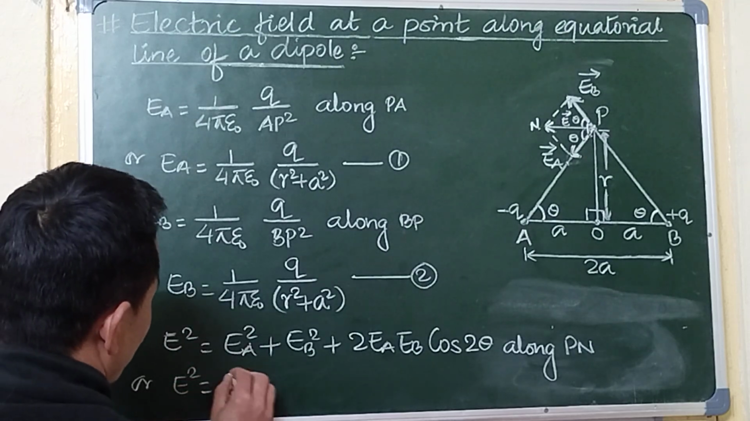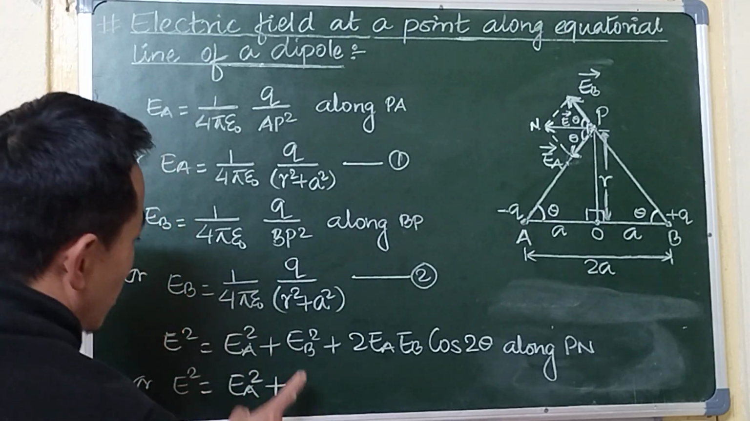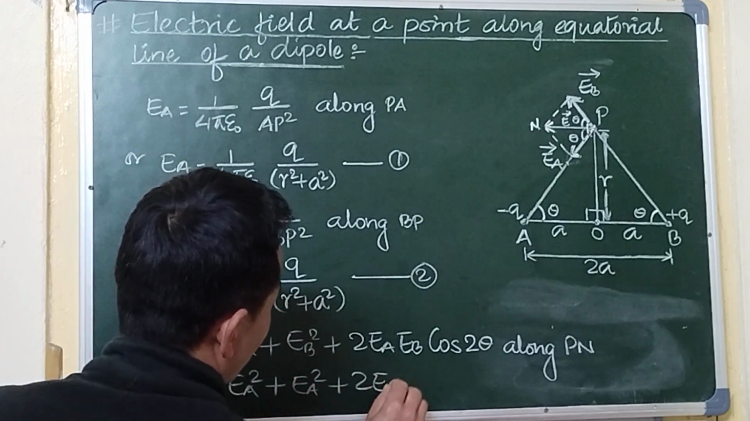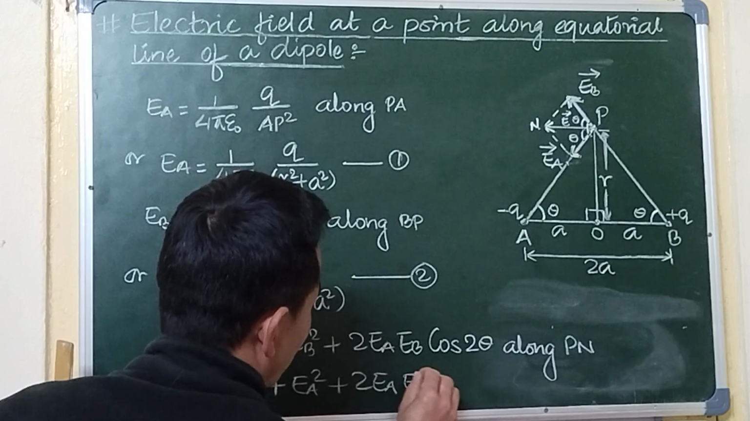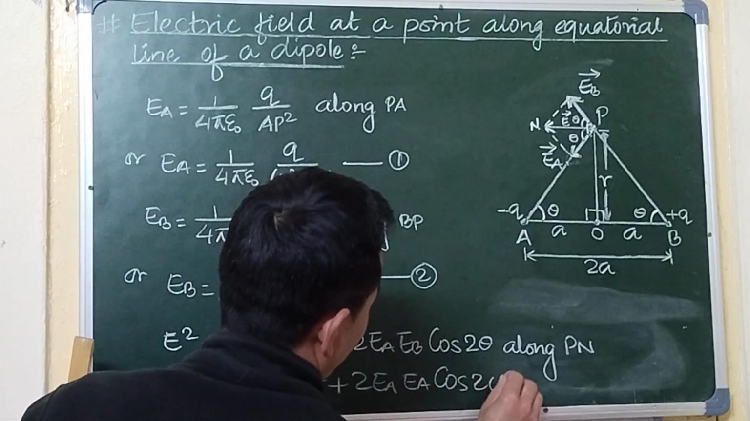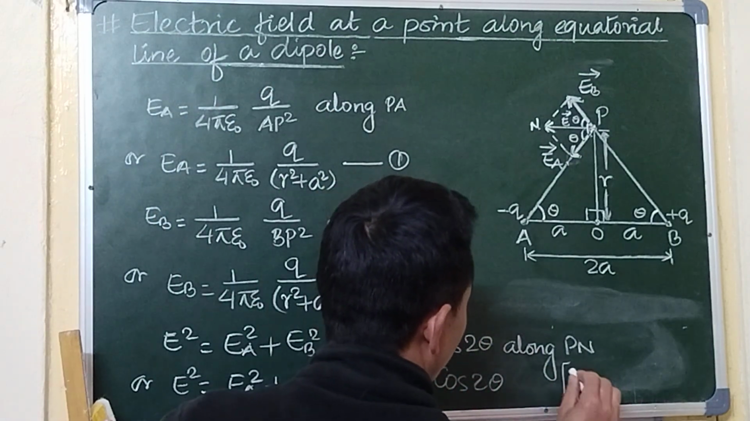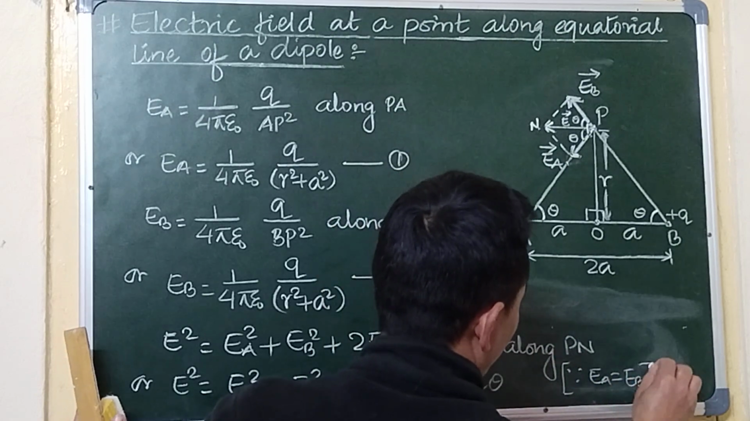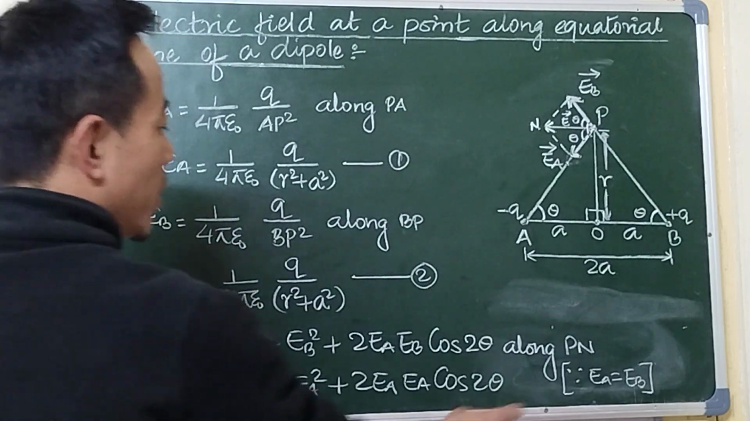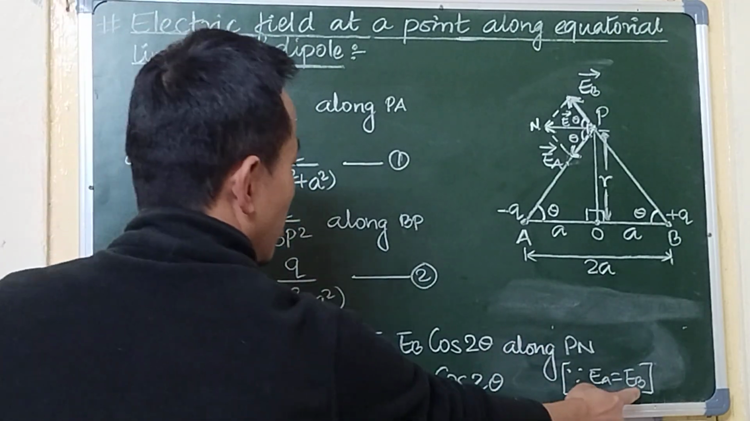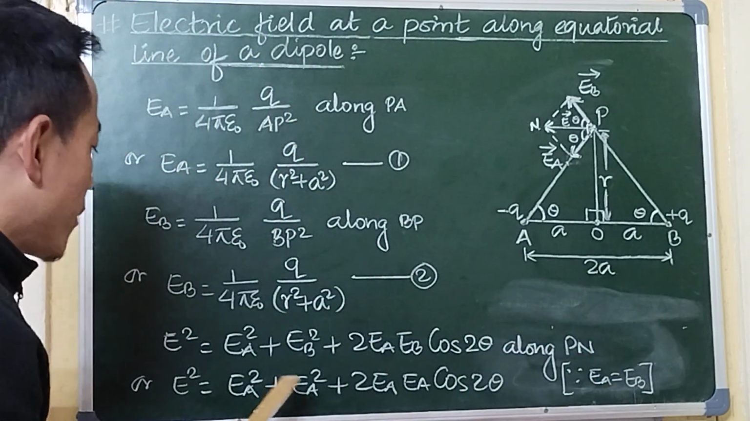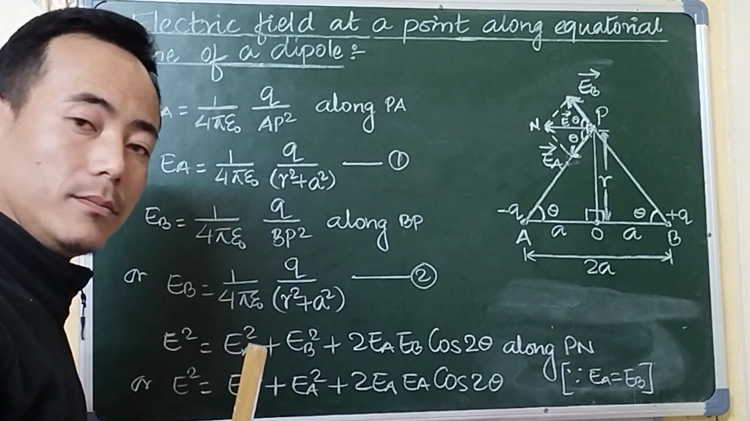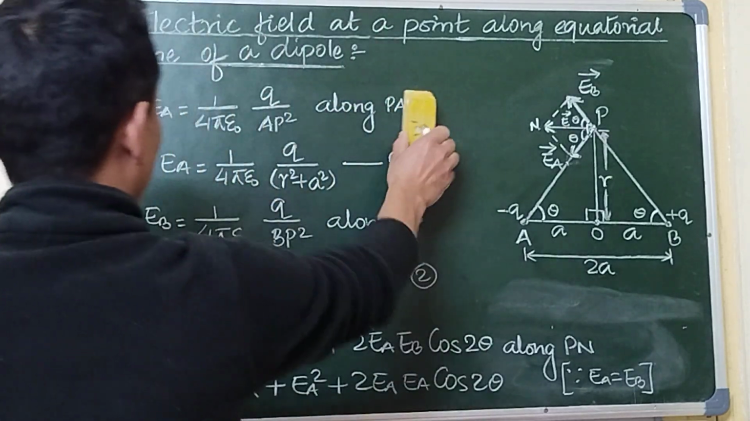E square is equals to EA square. Instead of EB, we will write EA. Here also, instead of EB, we will write EA cos of 2 theta. Here you can give the reason, since EA is equals to EB. The two values are equal, so we can replace EA instead of EB or EB instead of EA. So here we have replaced EA instead of EB in both the cases. So let's further expand this.